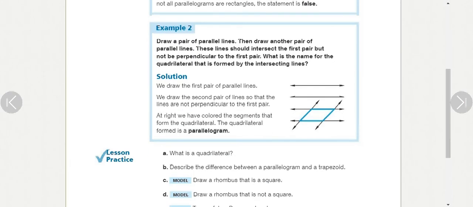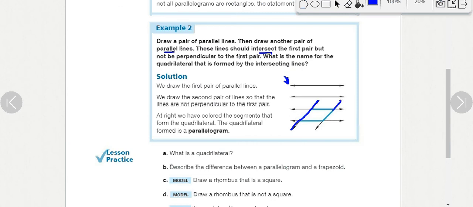How about example 2? Really think about it. Draw a pair of parallel lines, then draw another pair. They should intersect. There's two sets of words we need to be familiar with. Parallel we've been talking about. They'll never touch. Intersect means they cross. So first we draw the parallel lines. Then we draw the intersecting parallel lines. Technically, a line should always have arrows, or it's wrong to show that they're going on forever.